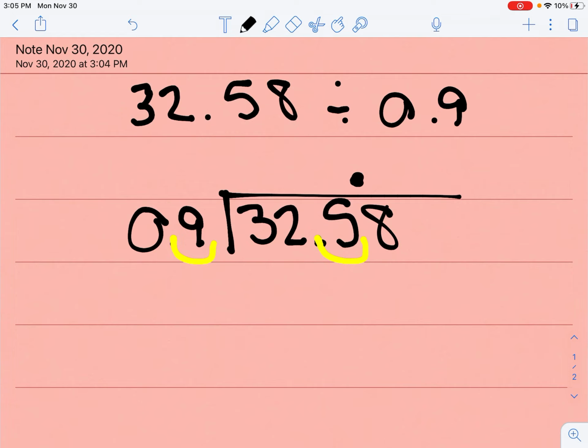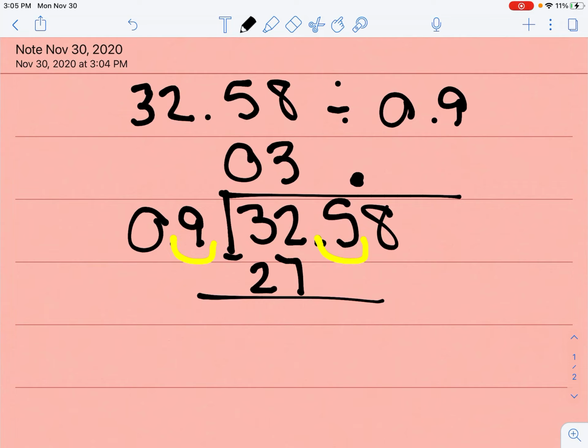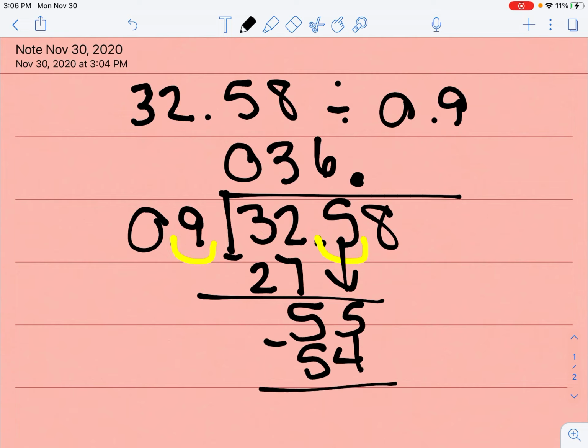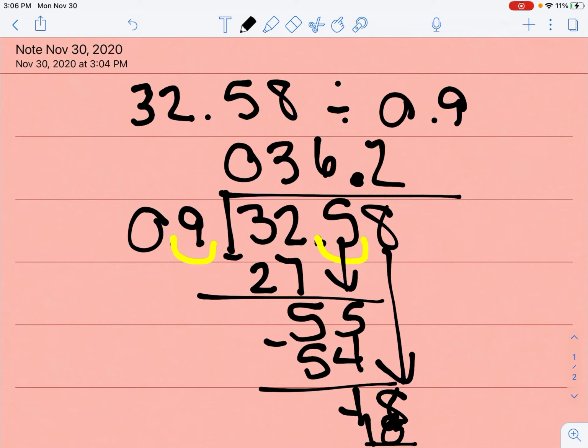All right, so here we go. 9 cannot go into 3. 9 times 3 is 27. 32 minus 27 is 5. Drop the 5. 9 times 6 is 54. 55 minus 54 is 1. Drop the 8. And 9 times 2 is 18. Remember, we can only stop dividing when we get a 0 remainder. So this answer is 36 2/10.